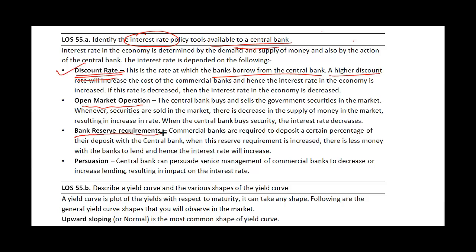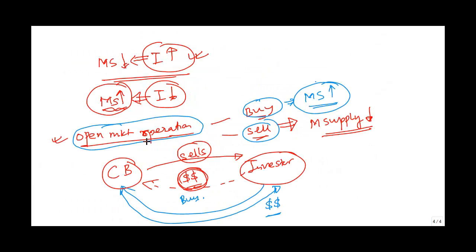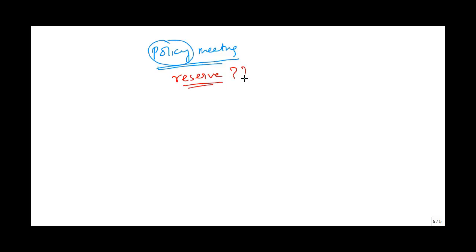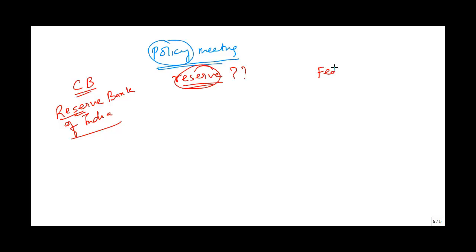The third is the bank reserve requirement. Similar to the discount rates, there are policy meetings of the central bank, and in these policy meetings they decide whether to increase the reserve or decrease the reserve. First of all, we have to understand what this reserve is. The Central Bank of India is called the Reserve Bank of India. The Central Bank of the US is called the Federal Reserve. So wherever you see the central bank, there is the word reserve included.